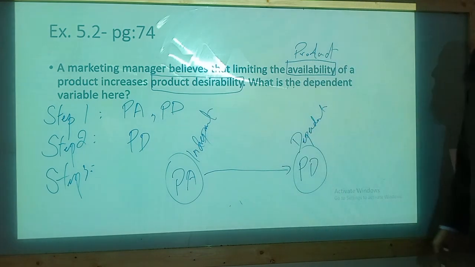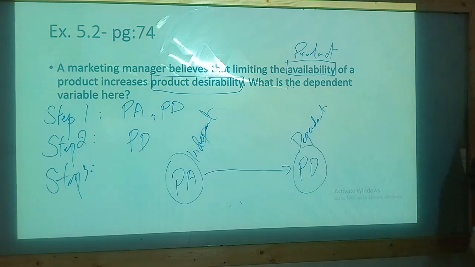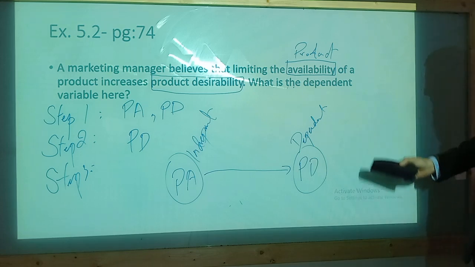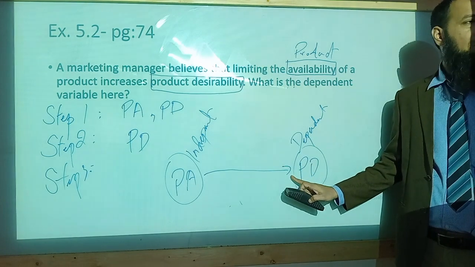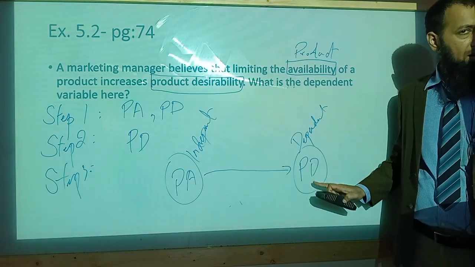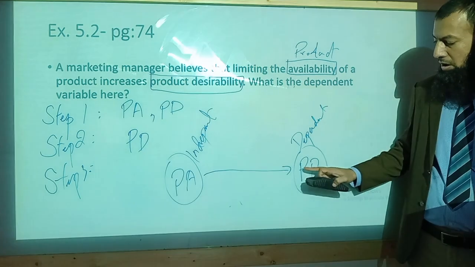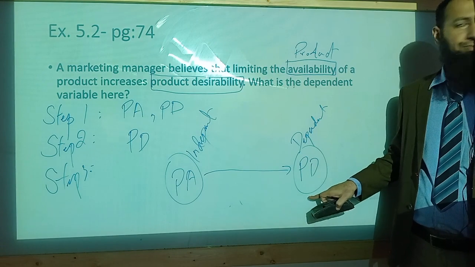See, it is very easy now. Okay, let's move ahead. This arrowhead is very, very important because it shows which one is dependent and which one is independent. Wherever the arrowhead is on the variable, it is called dependent.